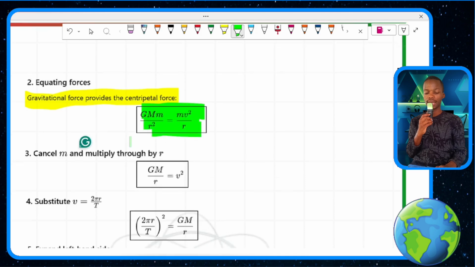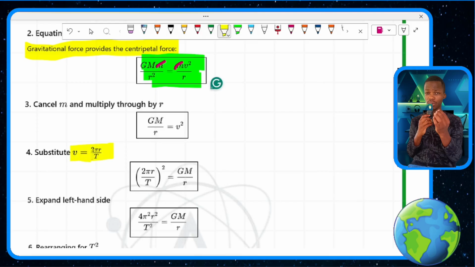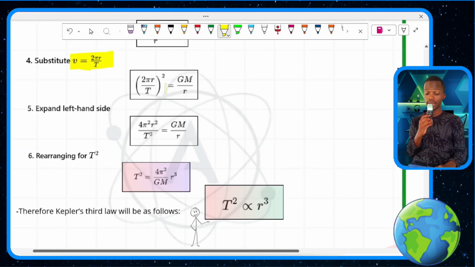Okay? So you're going to cancel m throughout all of this. So this m and that m cancel out. We've done this before, right? So on the left, GM over r is equal to v squared. But now there's an interesting thing here. We know v is equal to 2πr over T. So now I can replace v and put 2πr over T. Square that, and we're going to end up with 2 squared, that's 4, π squared r squared over T squared is equal to GM over r.